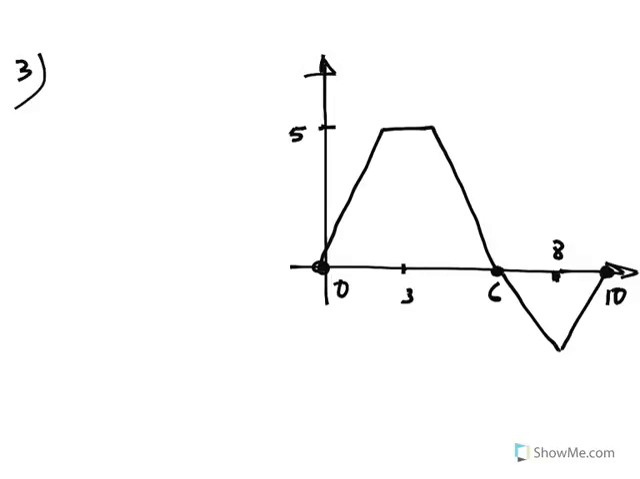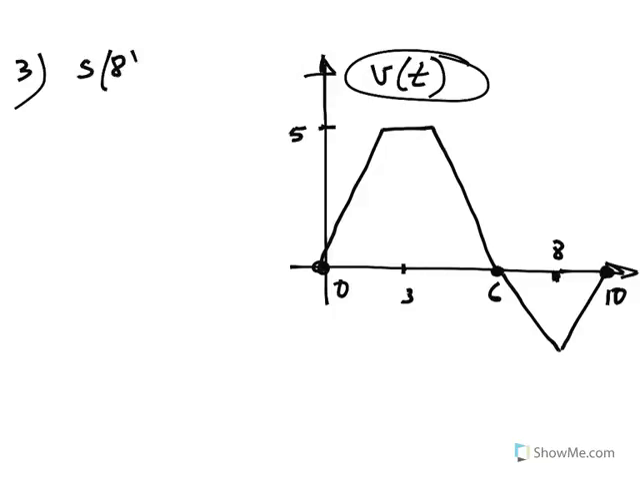Next question. They give you this graph, and by the way, this represents the velocity, very important, not the position. And also it says that the position of the particle at t equals 8 is 12. So S of 8, or P of 8, equals 12. That's good to know. Now use this graph to answer the questions.